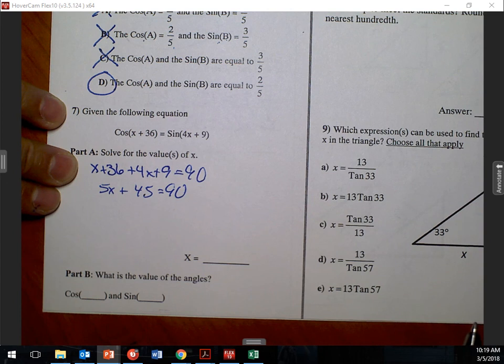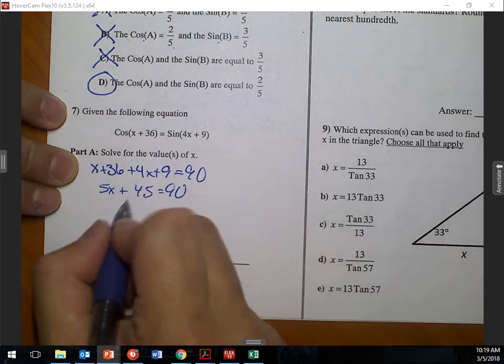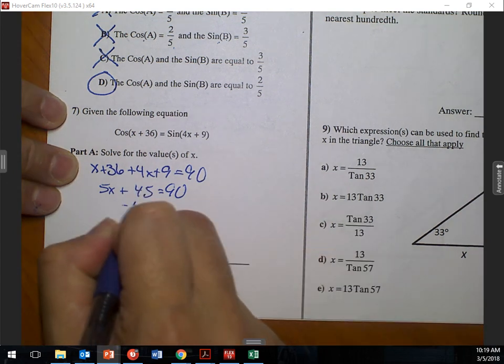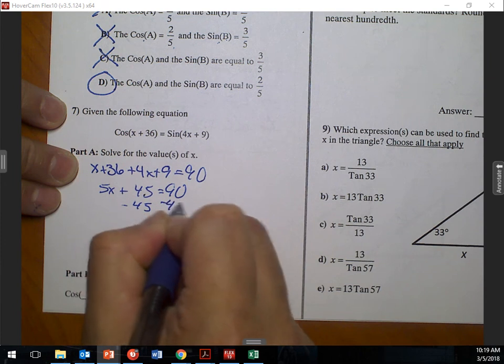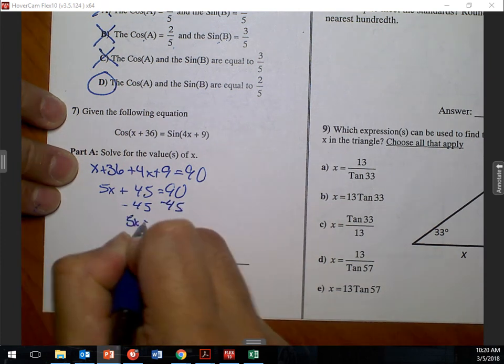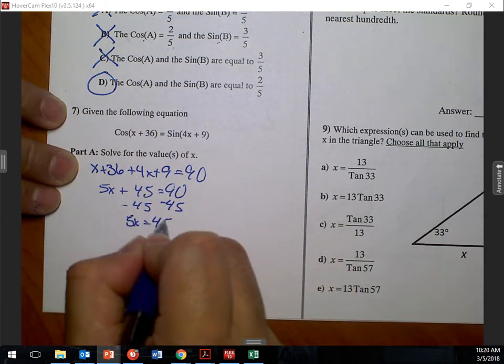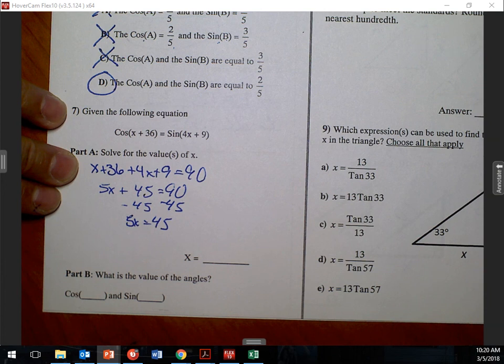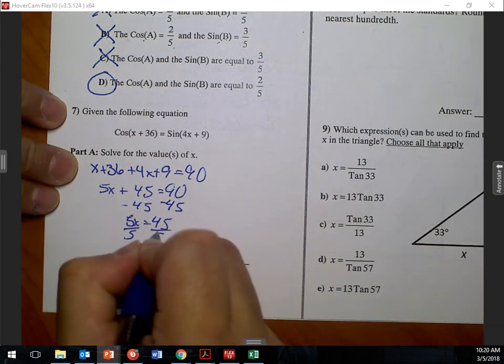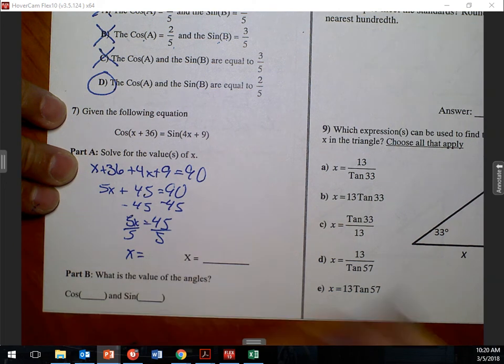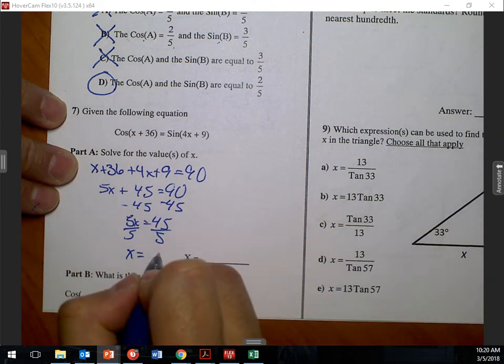Divided by 5. No, not yet. Subtract 45. 5x is 45. What goes next? Divided by 5. Very good. x is 9. Very good.